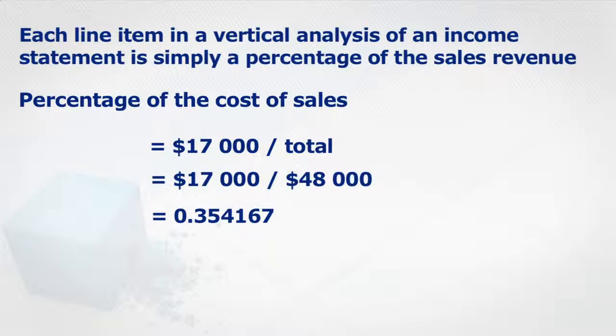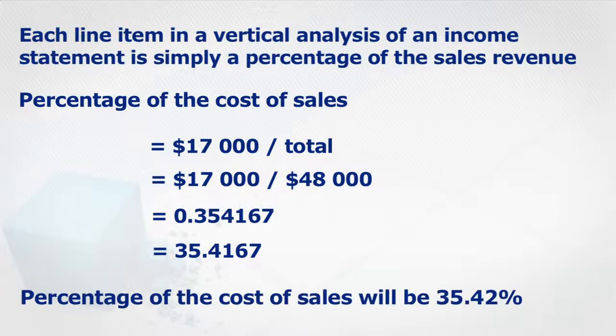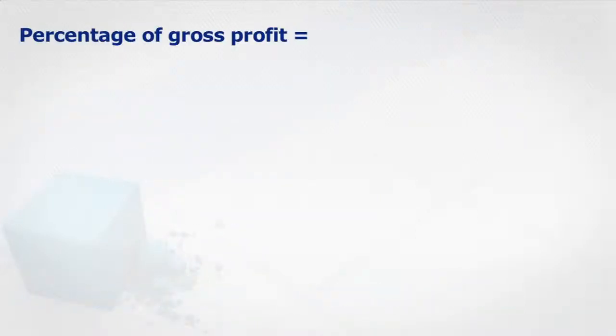0.354167. Now all we have to do is convert this decimal to a percentage by moving the decimal place 2 spots to the right. This is now 35.4167. We can now round this off, and since we want to be as accurate as possible, we will round it off to 2 decimal places. Therefore, the percentage of the cost of sales will be 35.42%.